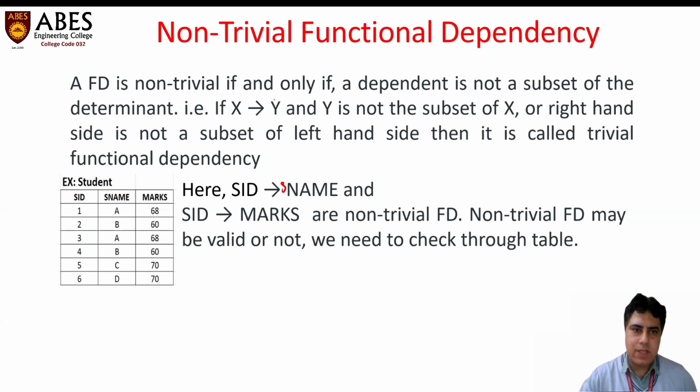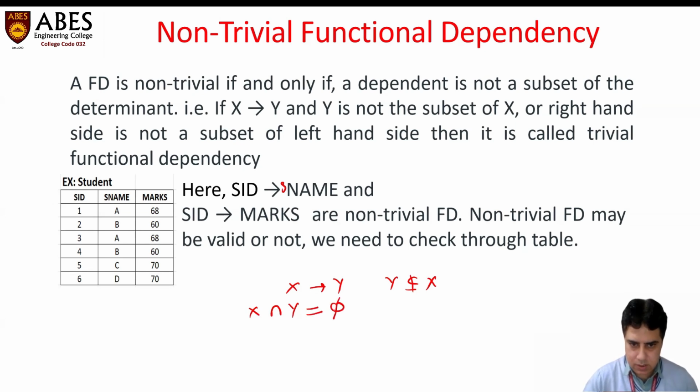A functional dependency is non-trivial if and only if the dependent is not a subset of the determinant. If X determines Y, then Y is not a subset of X. So we can say that the left hand side intersection the right hand side equals phi, that is empty. There is no common attribute between the left hand side and the right hand side. That is called a non-trivial functional dependency.